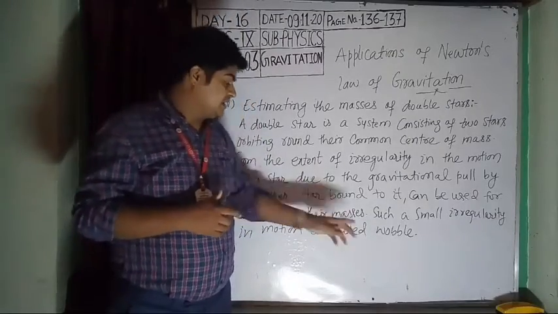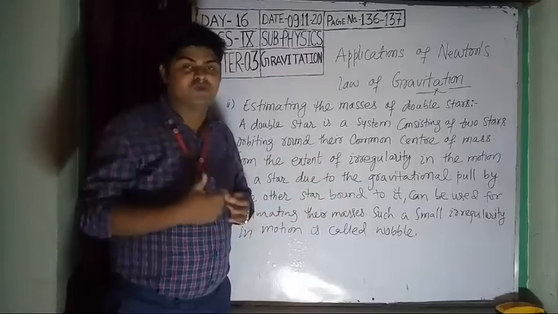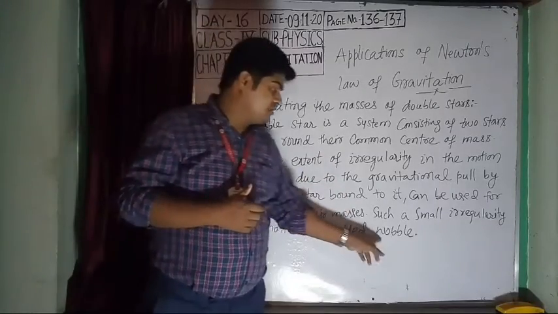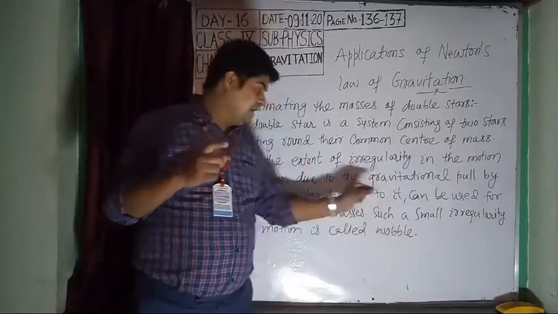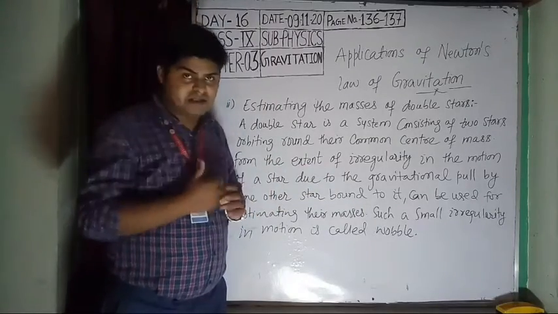In the examination it may be asked, what do you mean by wobble? It may come for 1 mark. So you will learn that the small irregularities in the motion of a double star caused by a third star are known as wobble.